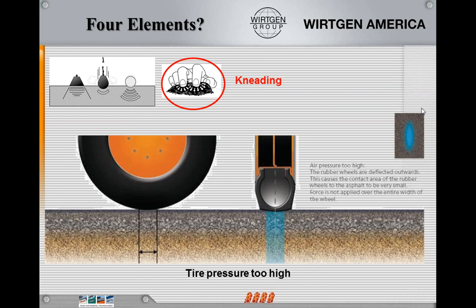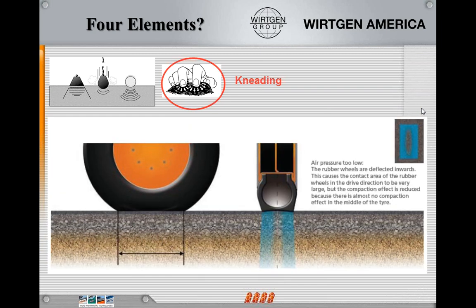On the other side of that, we also have what we call a cupping effect. If we have too heavy of a roller for the pressure that we have in there, the tire is going to look deflated, and it's going to cup that material, trying to pull it underneath the tire. That's just the opposite of the theory behind a rubber tire roller, which is to push the material and knead it between the tires.